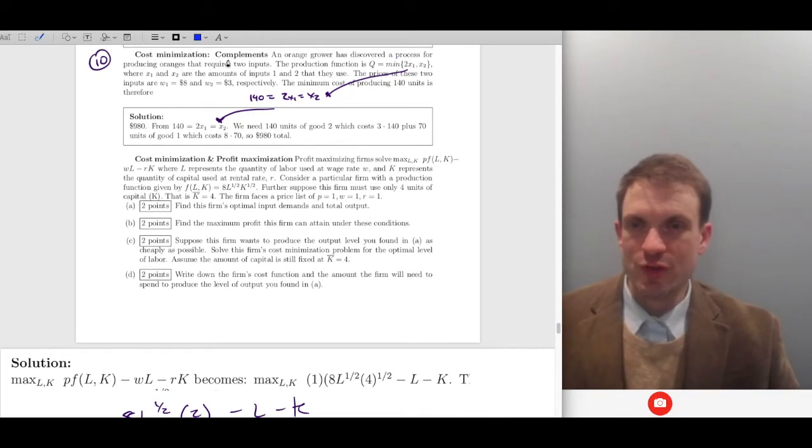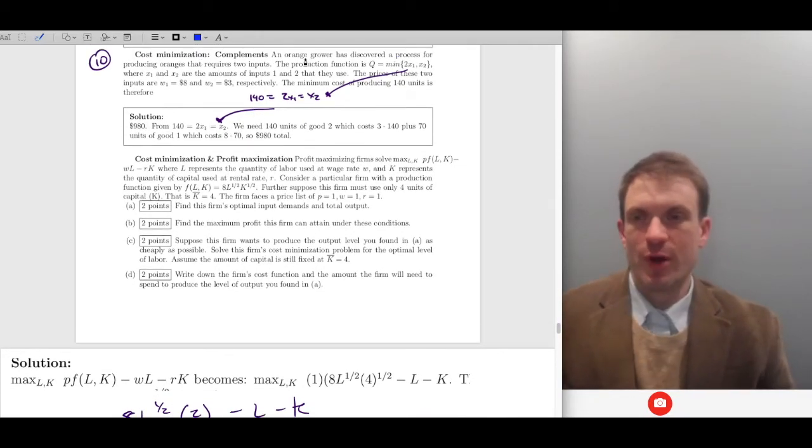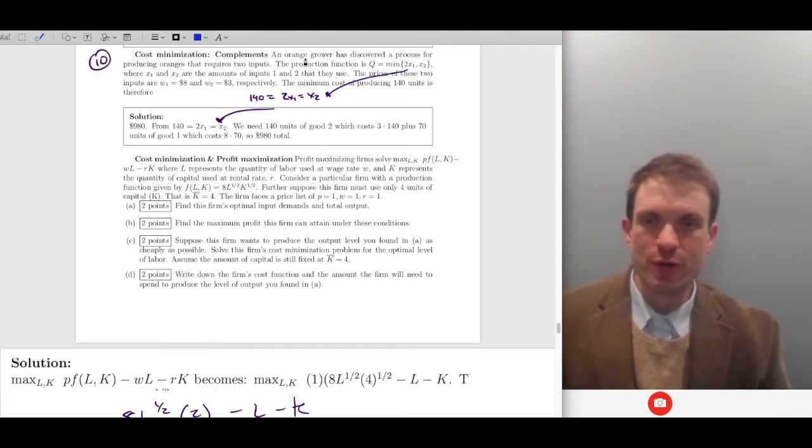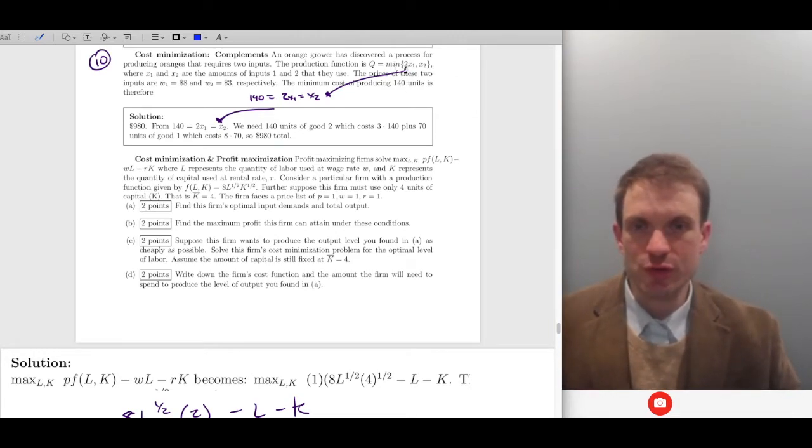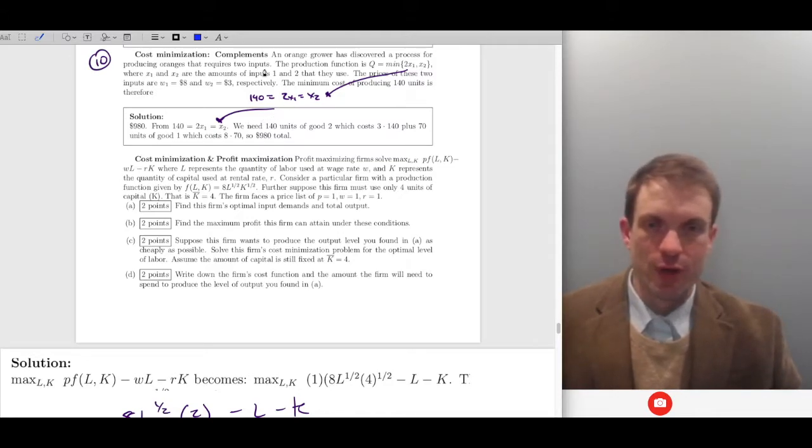So, cost minimization with complements. An orange grower has discovered a process for producing oranges requiring 2 inputs. The production function is Q equals min of 2x1, x2. How do you solve this? Well, with perfect complements cost minimization, you set the output equal to each of the respective groupings of input. In other words, we're replacing this comma with an equal sign. So we'll have Q is equal to 2x1 equals x2.